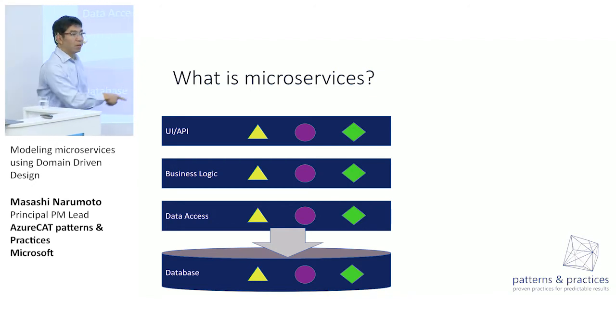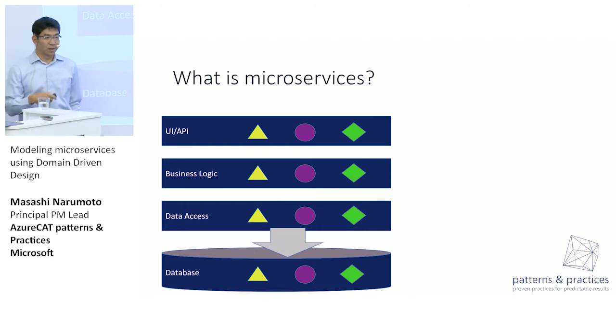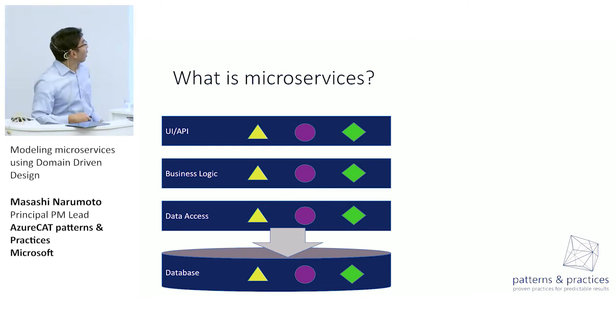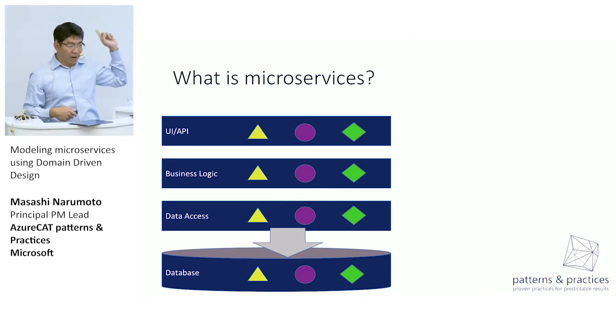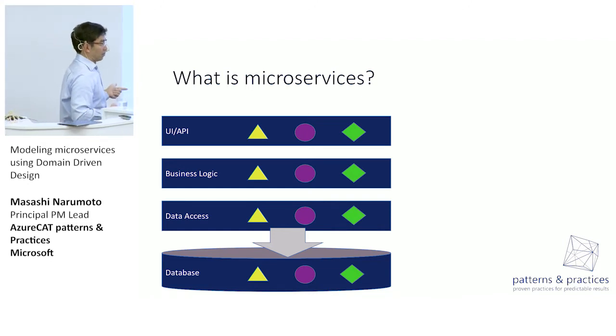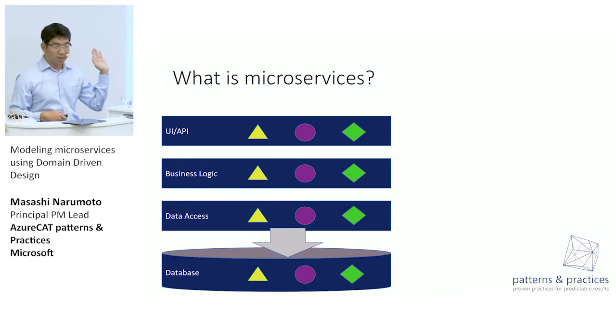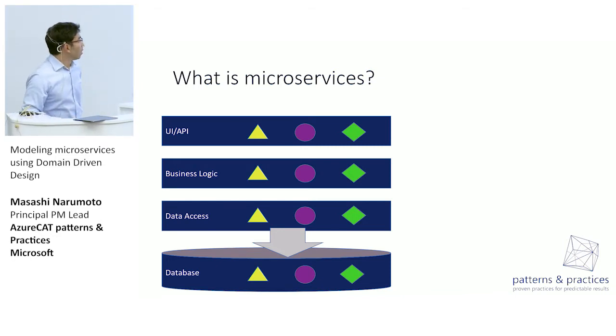This is a typical architecture, N-tier, 3-tier, a very familiar architecture, right? With UI, API layer on top, business logic, data access, and data, or horizontal layering. This is a very typical architecture for you.